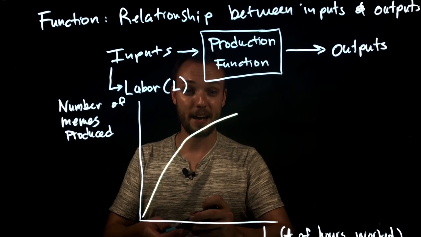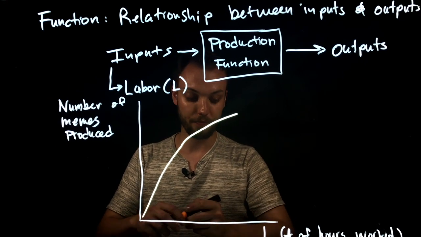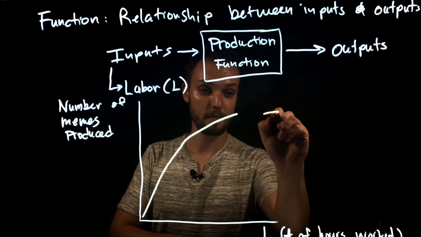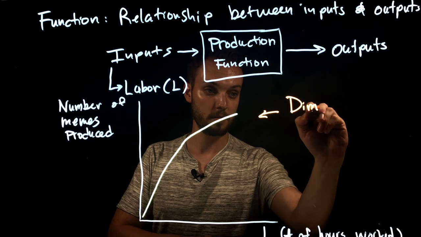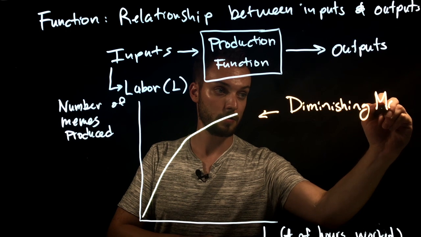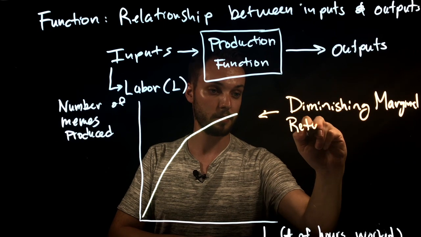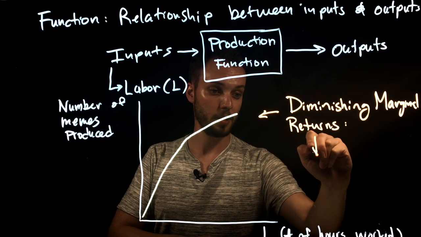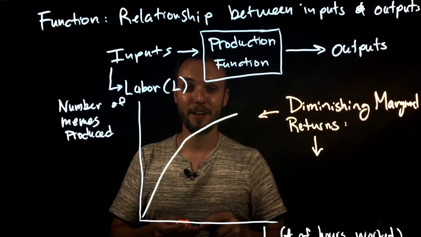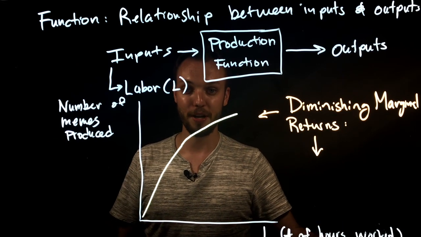So when a production function has this particular shape, this sort of diminishing shape, we say that this production process is characterized by diminishing marginal returns. In this context, we're just saying that you get fewer and fewer additional memes with each hour you put into producing memes.